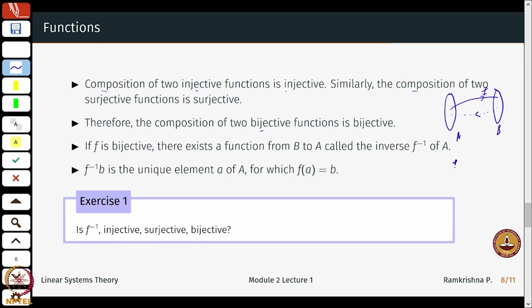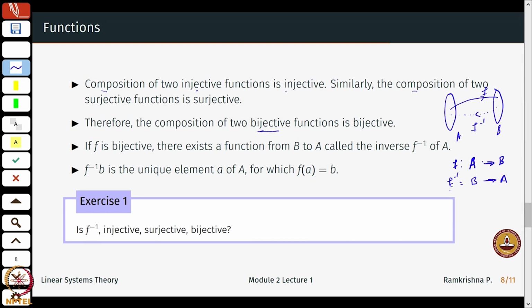Now f was defined from A to B. If f is bijective, then there is something called f inverse, for which the domain is B and the range is A or a subset of A. Now this is called the inverse of f.